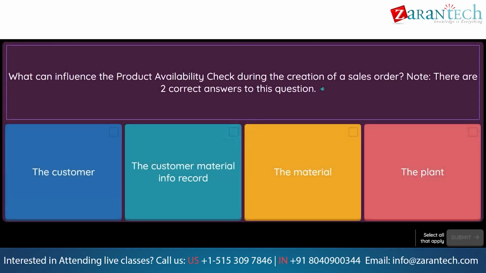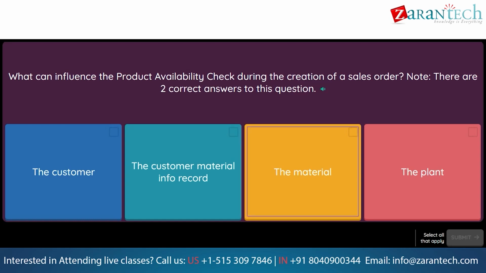Question: what can influence the product availability check during the creation of a sales order? Note, there are 2 correct answers to this question. Option 1, the customer. Option 2, the customer material info record. Option 3, the material. Option 4, the plant.